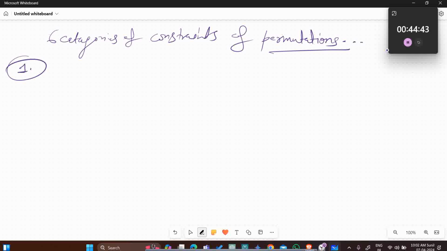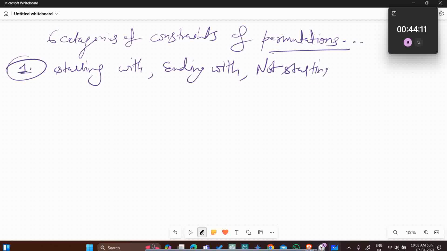So, this first category is where the question could be like: starting with, or ending with, or not starting with, or not ending with. So the first type is starting with some letter or character, ending with, and not starting with, etc.